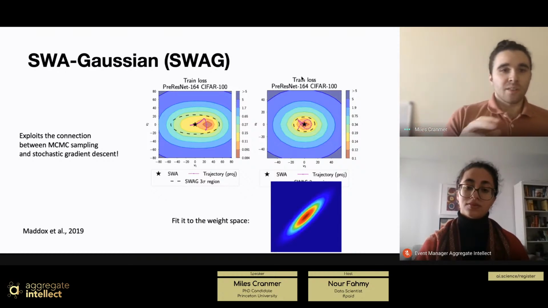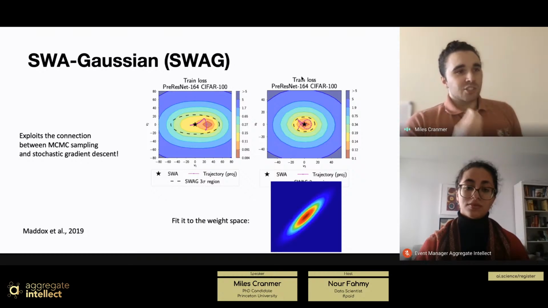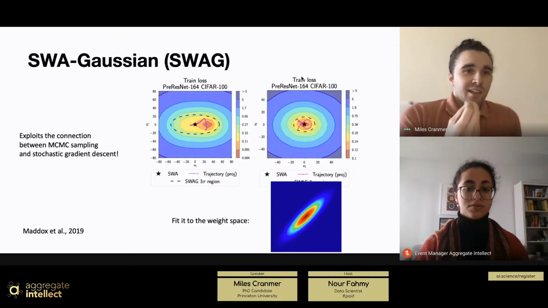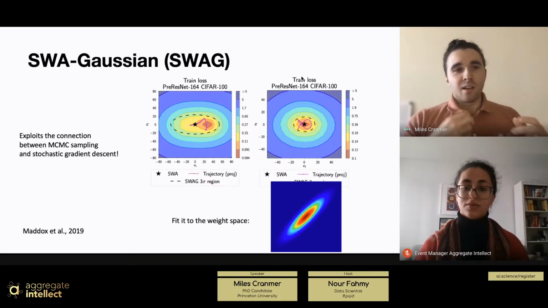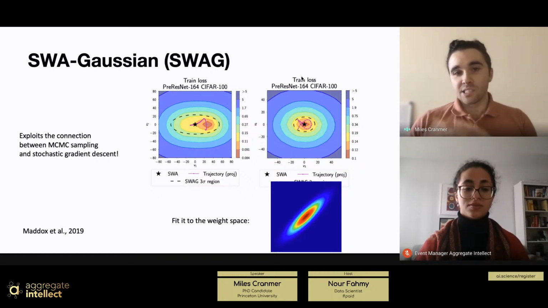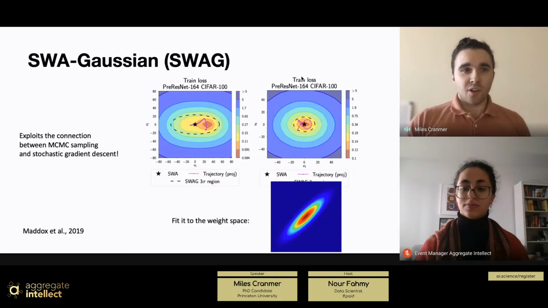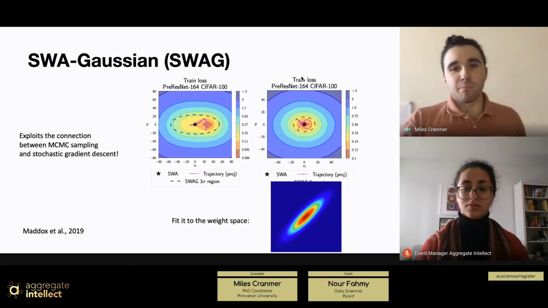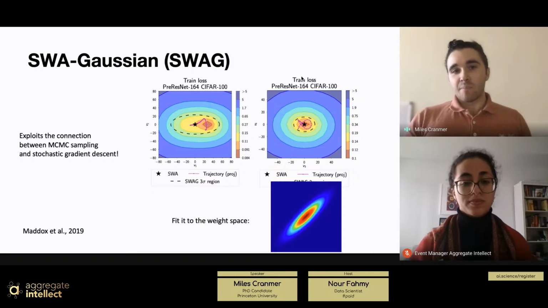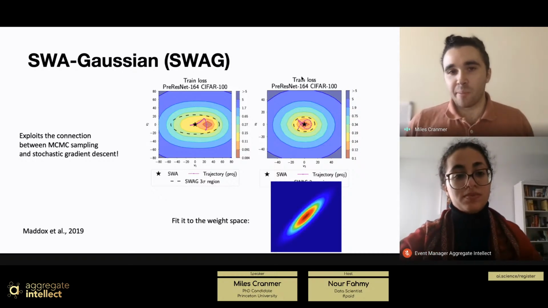So this is so simple, it's genius. It's this really nice idea that makes an equivalency between Monte Carlo sampling and stochastic gradient descent. So to be honest, it requires even less modification than Monte Carlo dropout, because you don't even need dropout here.